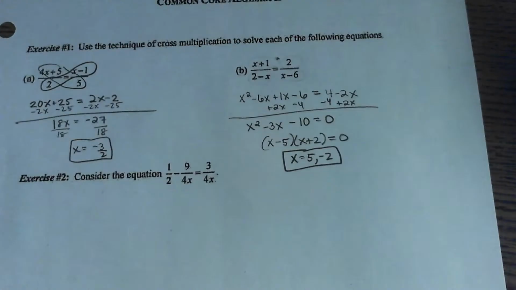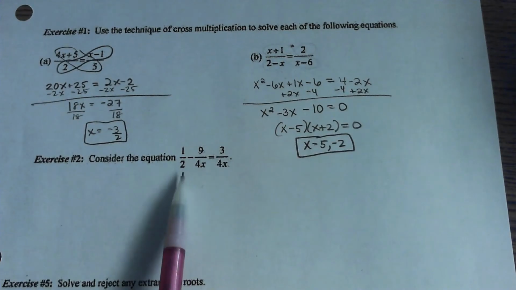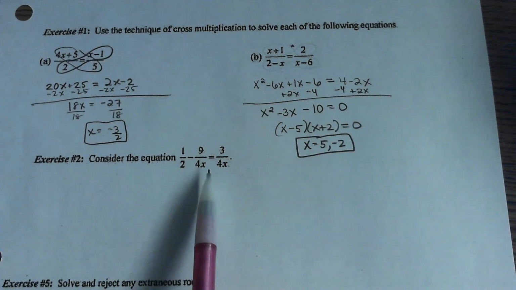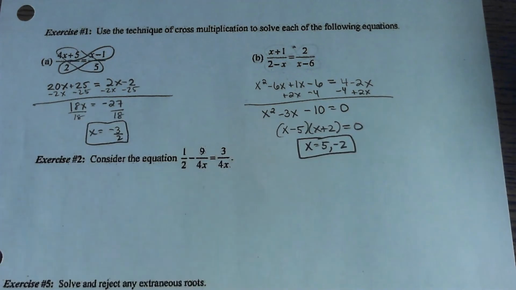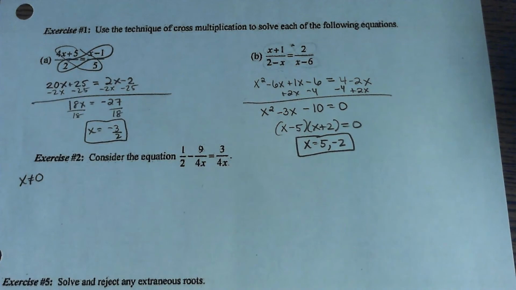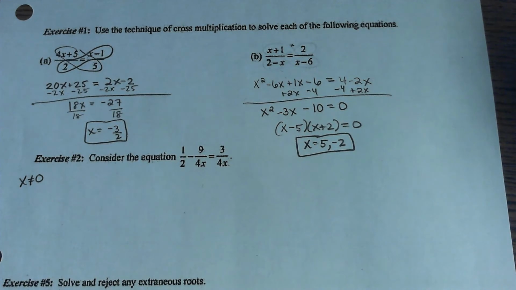Because it would be extraneous, and that will happen. So you might want to look at that right from the beginning and say, okay, what x value will I have to reject if I get it? 0. 0 would make these denominators 0. Think about that. You can write that over on the side if you want to keep track of it. x definitely can't equal 0.